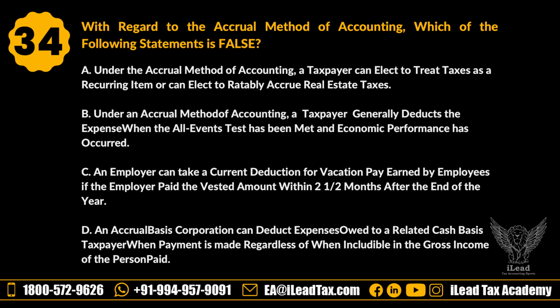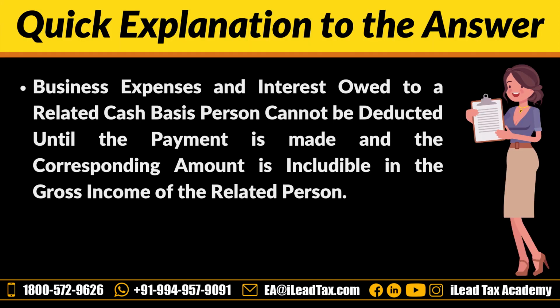Option D is the correct answer, because here the matching principle in accrual accounting requires that expenses be matched with the revenue they help to generate. So expenses owed to a related cash basis taxpayer should generally be deductible when includable in the gross income of the person paid, not simply when the payment is made. So option D is the wrong answer. Sorry, right answer.